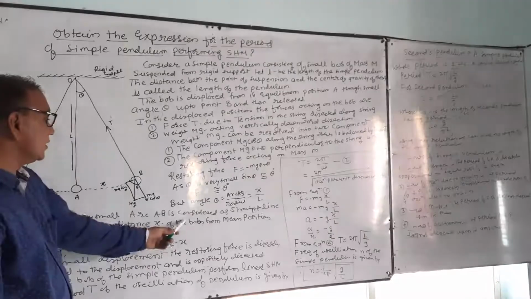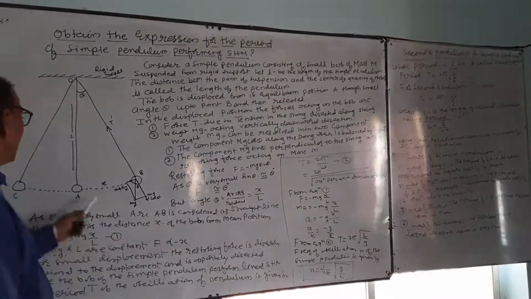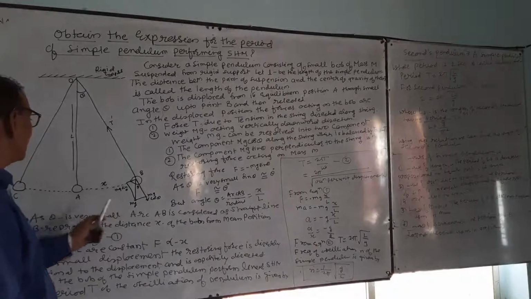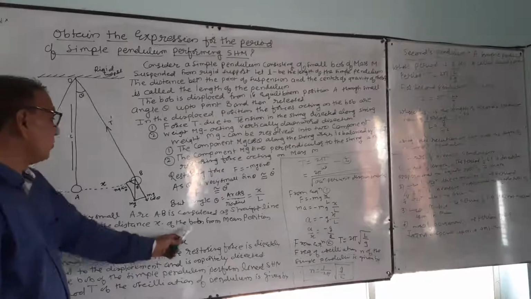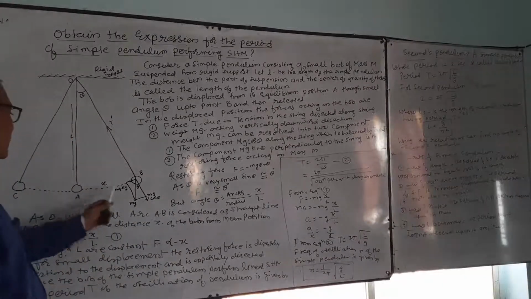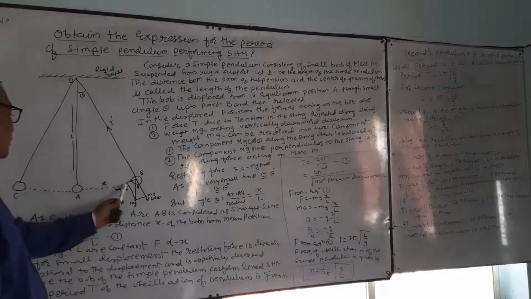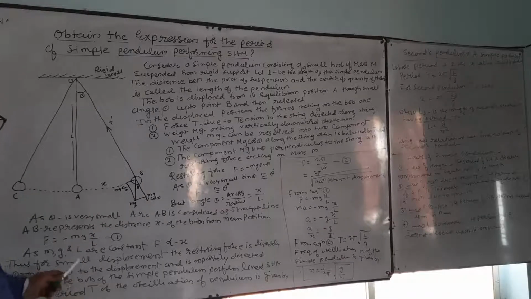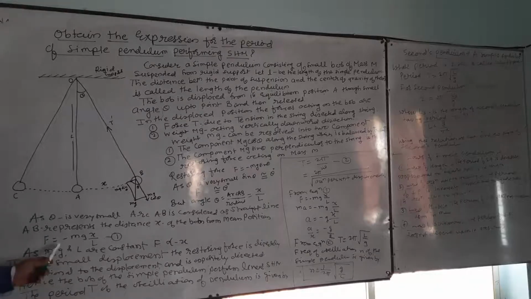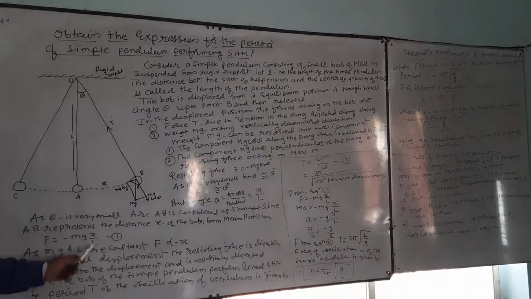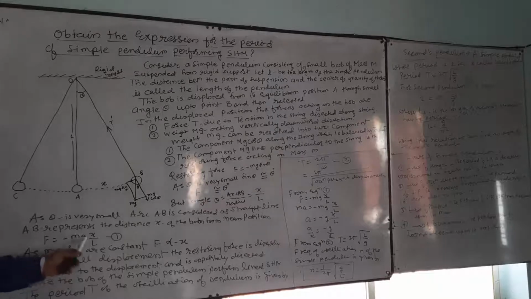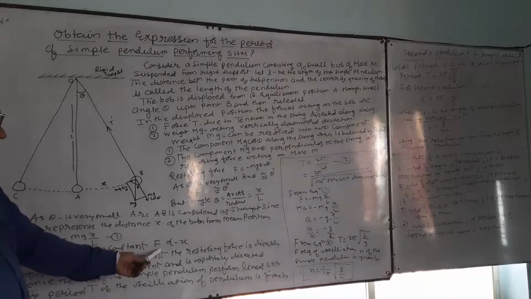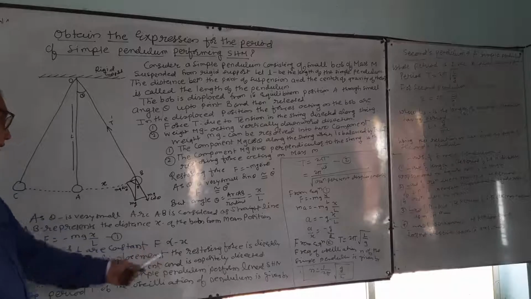As theta is very small, arc AB is considered as a straight line. This AB represents the distance x of the bob from the mean position. Equation 1: F is equal to minus mg into x upon L. As m, g and L are constant, F is directly proportional to minus x.